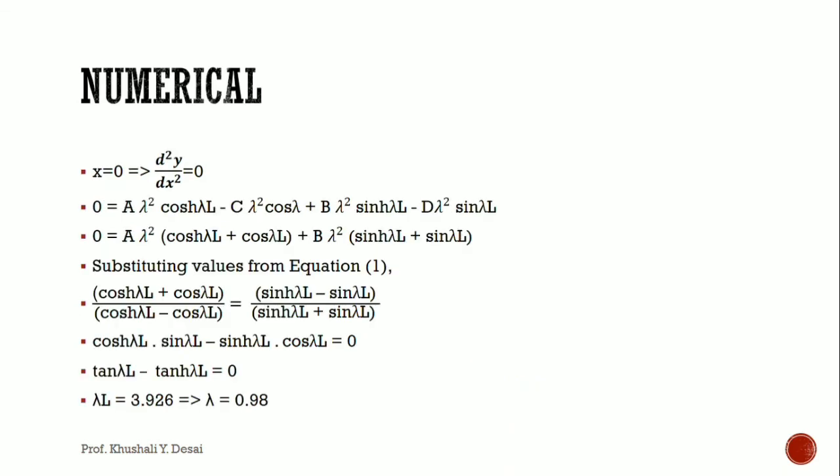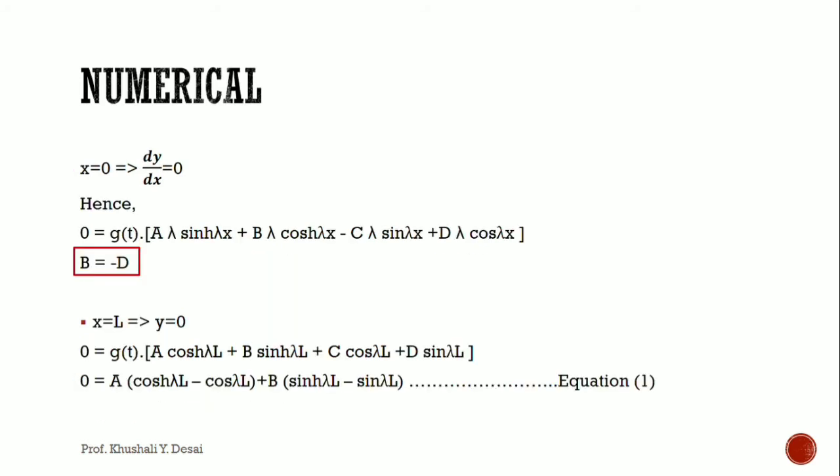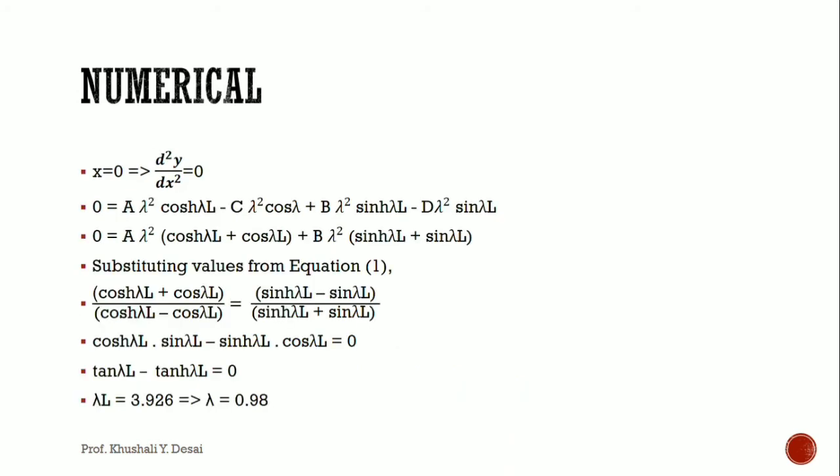The fourth condition, x equal to L, d square y by dx square is equal to 0. Hence, for this, you'll have to differentiate h of x twice. We'll have the term lambda square additional in each of the values. So rearranging these terms and substituting the values from equation number 1, which was this, from here you can have a ratio of a by b and substitute in this equation.